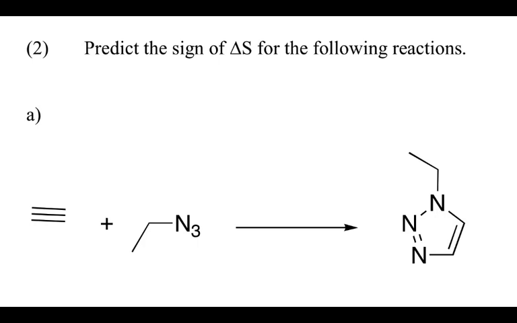So predict the sign of delta S for the following reaction. Should I just do A? Yeah, and explain why.